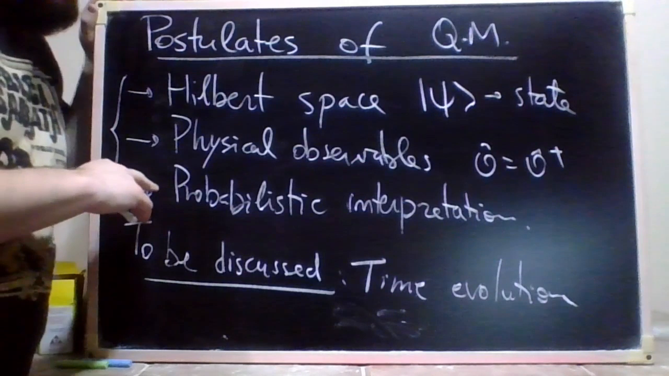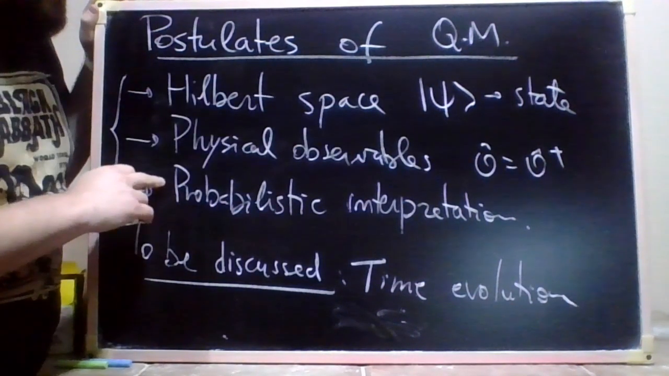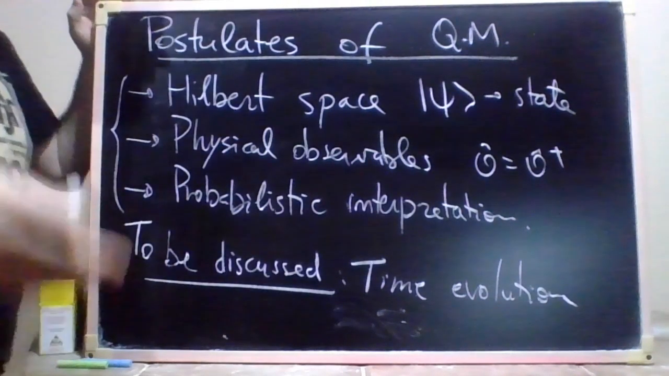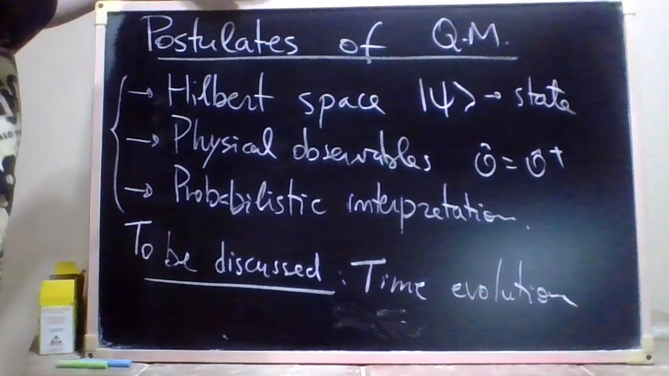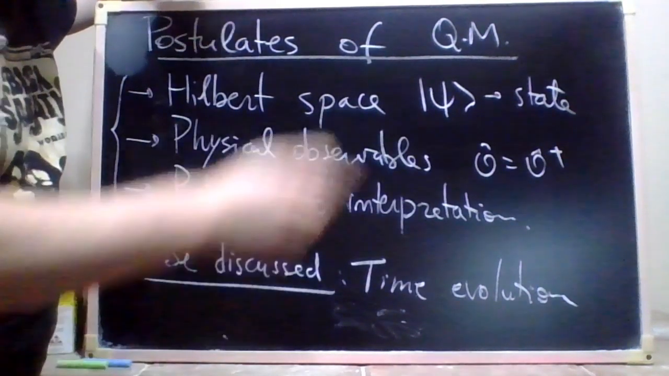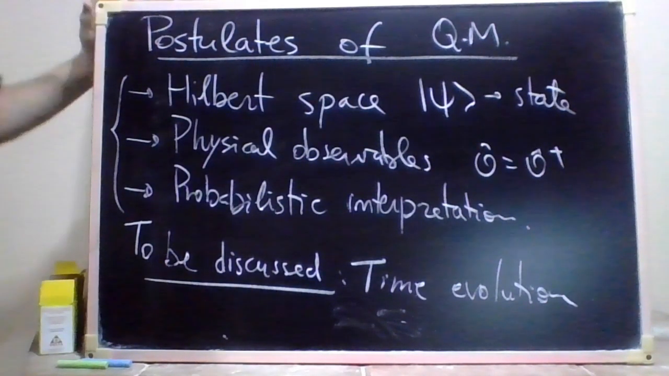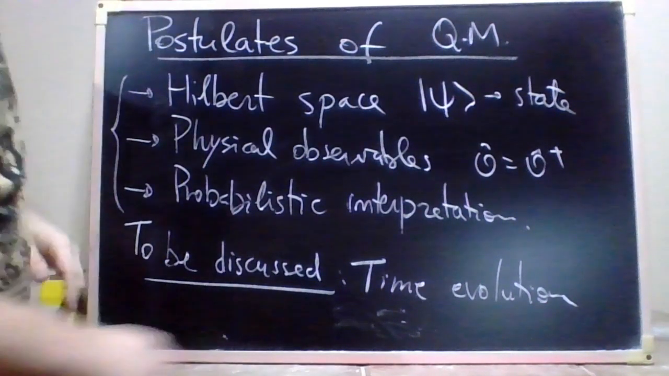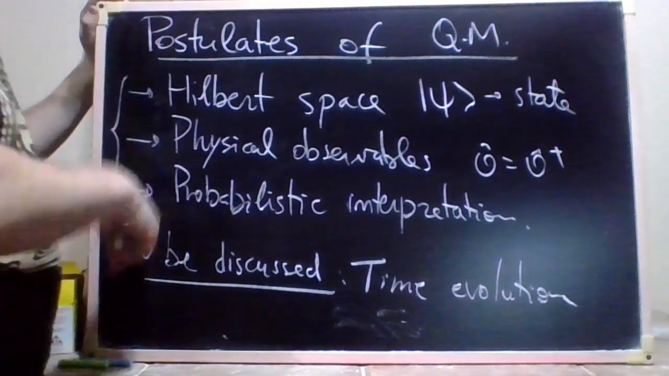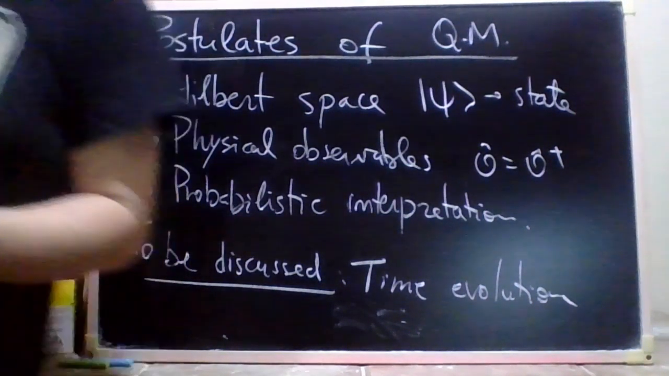And there are still a few more postulates. We talked about the probabilistic interpretation due to the Copenhagen school. To be discussed, the time evolution. I can put it as a postulate, the Schrödinger equation, but we'll just explore a little bit more these first three postulates of quantum mechanics.